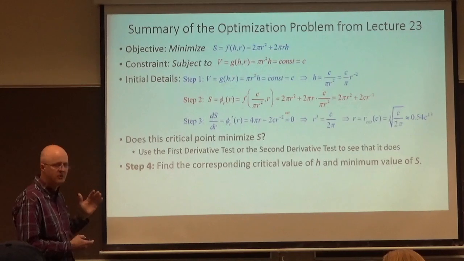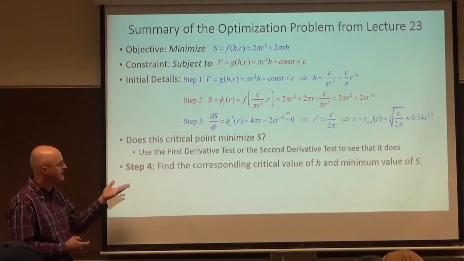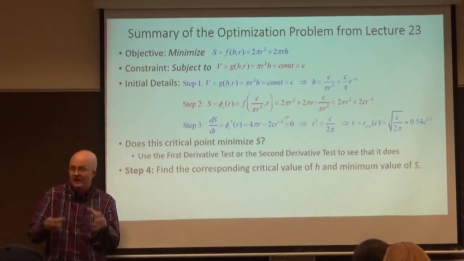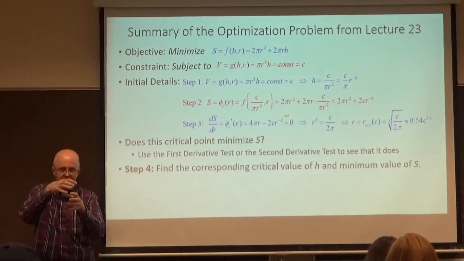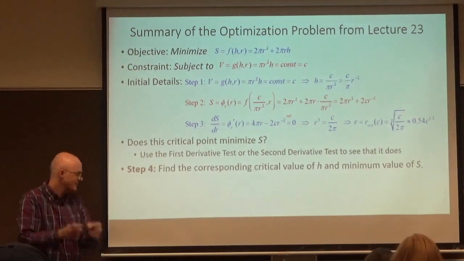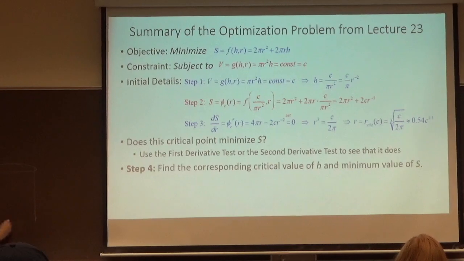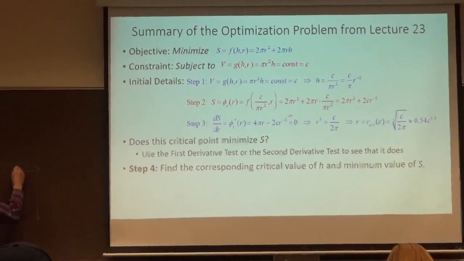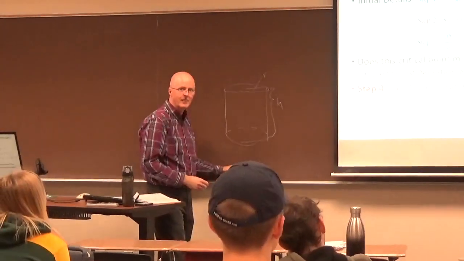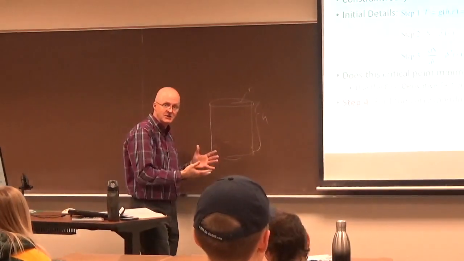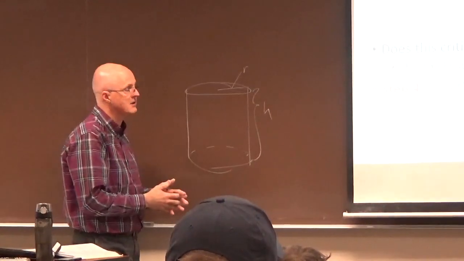Let's just go ahead and assume we've used it and it's a minimum. Step 4 would be to find this corresponding critical value of h to get the dimensions of that best can. What's the radius of the circle on top and what's the height? There's a can, a cylinder, there's r, and there's h. We'd like to find the best dimensions. What's the best value of r to use? What's the best value of h? That minimizes the surface area.